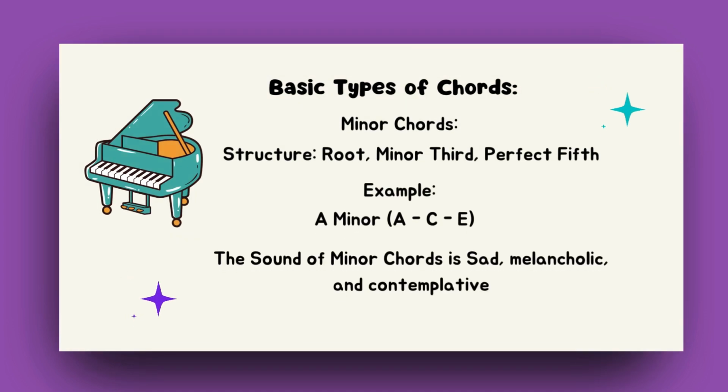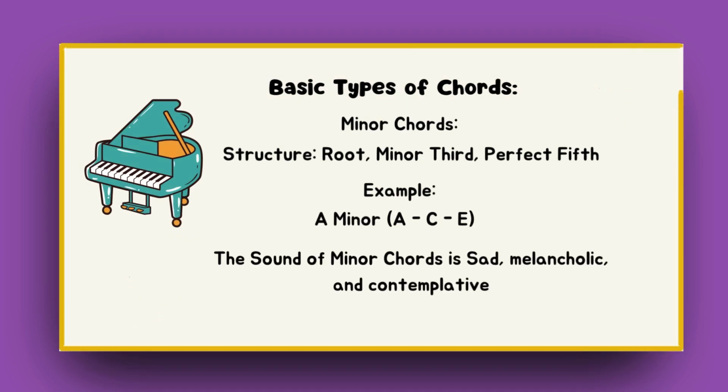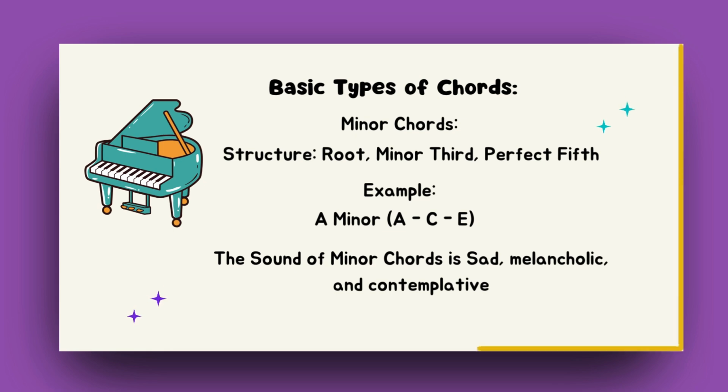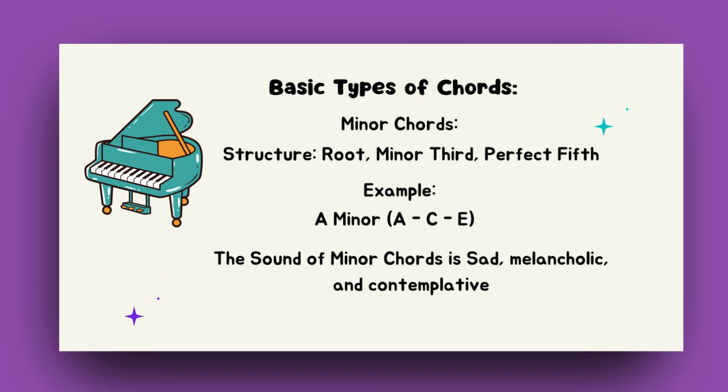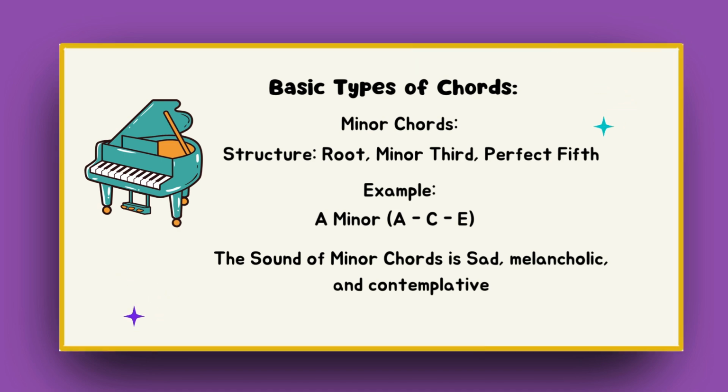Minor chords. Structure: root note, minor third note, and perfect fifth note. Example: A minor. A minor is formed with A note, C note, and E note. The sound of minor chords is sad, melancholic, and contemplative.